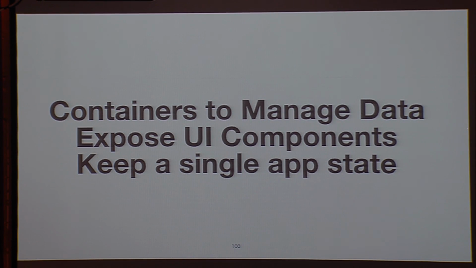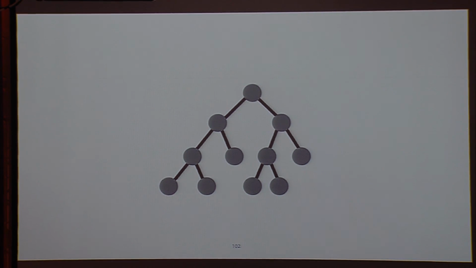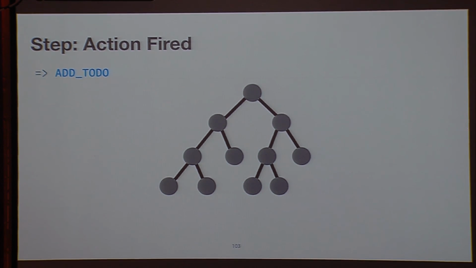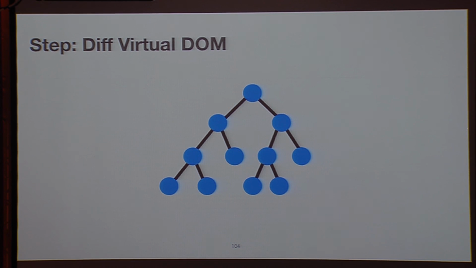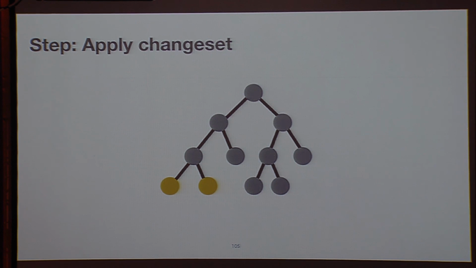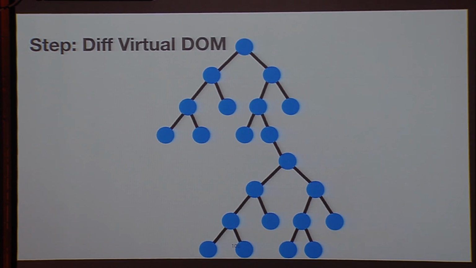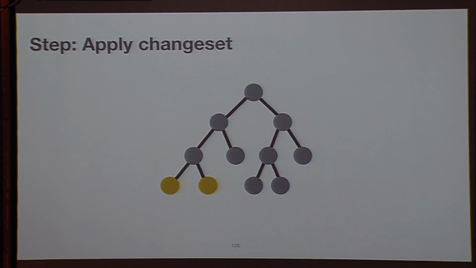So far, what we're saying is use containers to manage data, expose UI components, and keep a single app state. Now, what's next after this? Well, let's look at what happens when React renders this, right? First, we say, okay, we've just added a to-do. Now we have to diff the entire virtual DOM. We have to find what changed, and then we apply what changed, right?